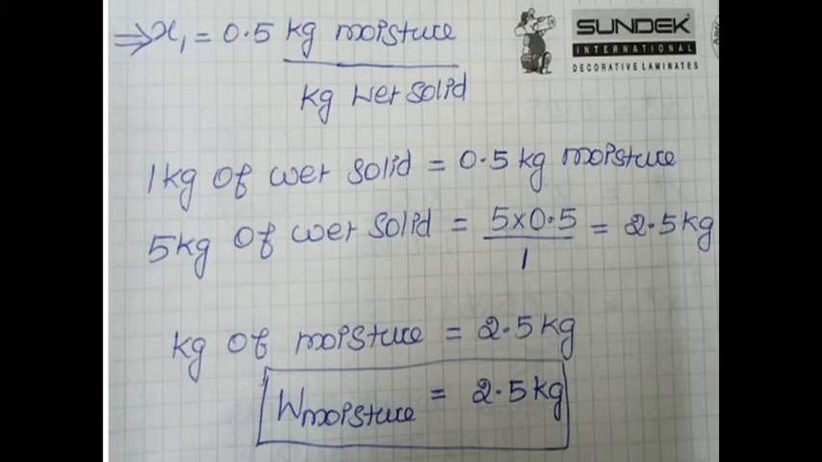So what is the meaning here? 1 kg of wet solid contains 0.5 kg of moisture. As per the problem, 5 kg of wet solid is present. What about the kg of moisture? So cross multiply this value divided by 1 kg of wet solid. Finally 5 into 0.5 divided by 1, that is equal to 2.5 kg. So this is the weight of moisture, that is equal to 2.5 kg. Are you clear or not?